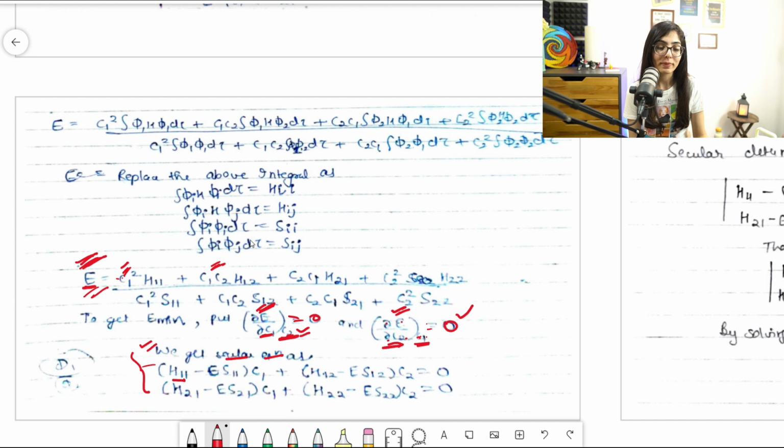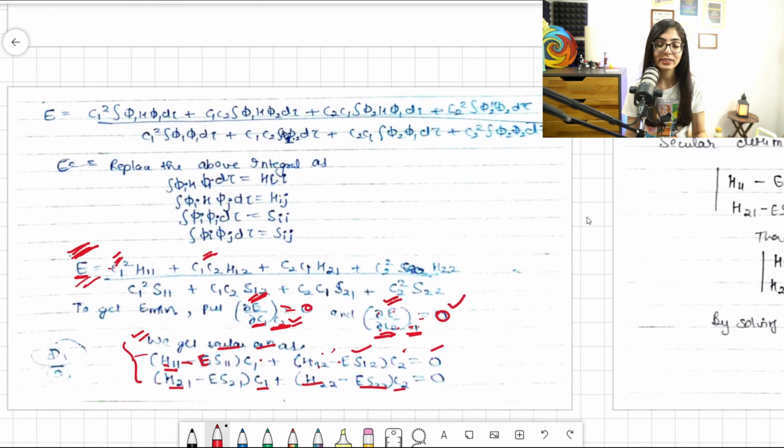So right now it would be H11, this is the equation: H11 minus ES11 times C1 plus H12. You don't have to remember it, I'm just telling you. Fine. H12 minus ES12 times C2 is equal to 0, and same here, H21 minus E. I'll be telling you a method to remember this, that is C1 plus H22 minus ES22 times C2 is equal to 0. So okay, now I got these equations.